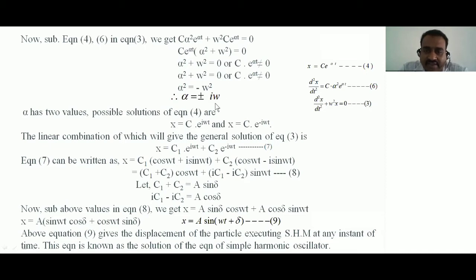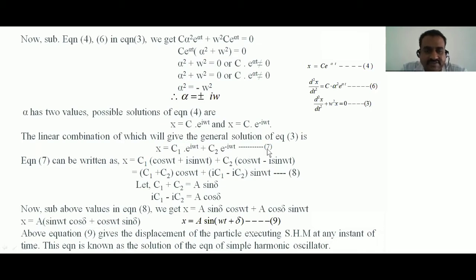Depending on these alpha values, plus and minus, alpha has two values. X is equal to c e to the power plus i omega t, and x is equal to c e to the power minus i omega t. The linear combination of these will give the general solution. So this is the perfect solution, the general solution: x is equal to some constant c1 e to the power i omega t plus c2 e to the power minus i omega t. This is the linear combination.